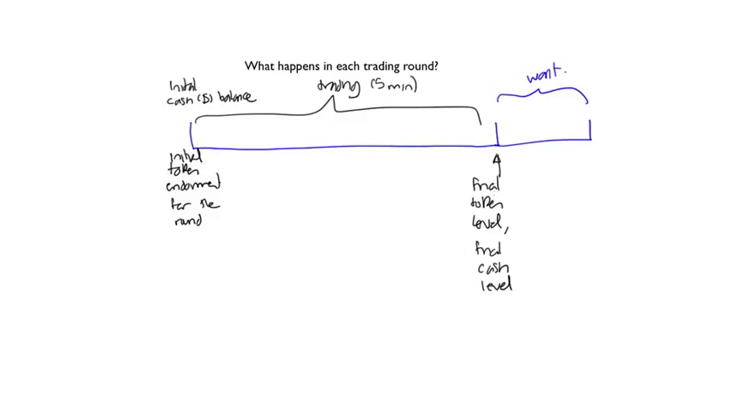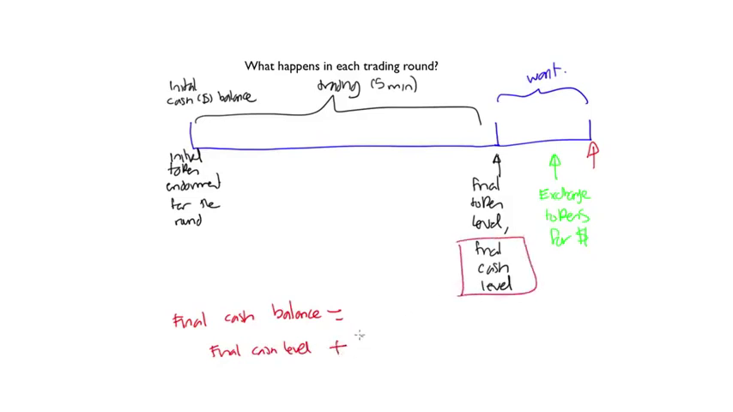The key thing, and this is very important, is that the tokens are valuable to you because you can exchange them during this period for money. So during this period, you can exchange tokens for money. In some sense, the tokens are like a promise to pay you money during the waiting periods. And in fact, your final cash balance at the end of the round is going to be equal to your final cash level, plus the value that you have per token, times your final token level.